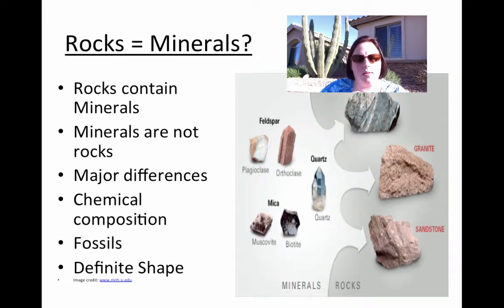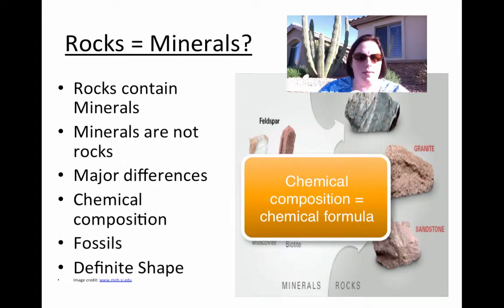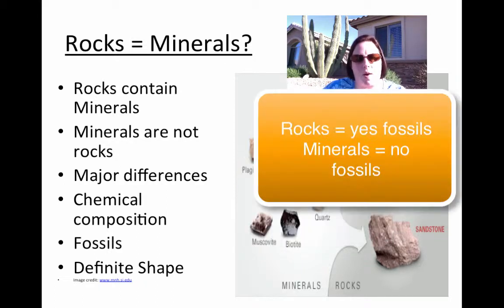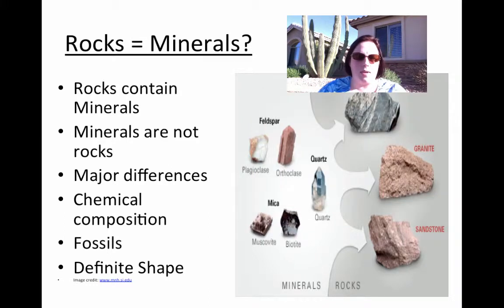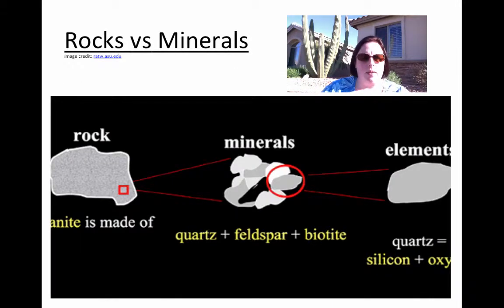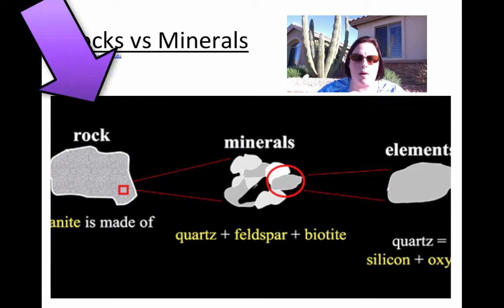The major differences between the two is that minerals have a specific chemical composition. You would know this as a formula, like H2O. Rocks can contain fossils, but minerals cannot. And minerals have a definite shape, like a very specific way they're shaped, where rocks can be just about any shape they want.